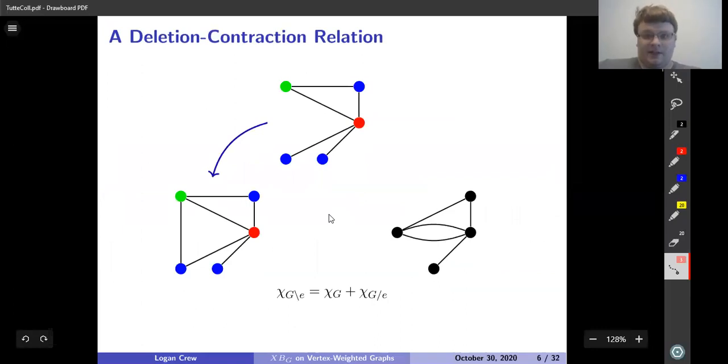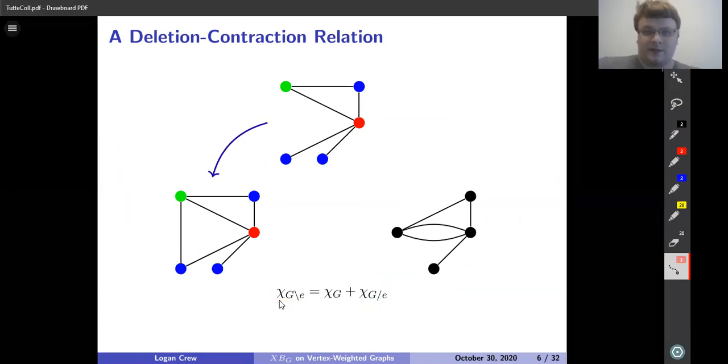And here's a visualization of this that I think will help make it easy to see what's going on. So I've rearranged the equation down here so that it's chi of G delete e is chi G plus chi G contract e. The reason that this counts proper colorings and splits them appropriately is because we can split the cases for chi G delete e into two cases.